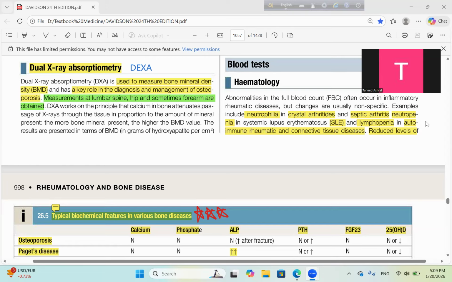And neutropenia means reduced number of neutrophils. Neutropenia is seen in SLE, systemic lupus erythematosus. Neutrophilia is seen in septic arthritis and crystal arthritis. Lymphopenia, penia means reduced number, so lymphopenia means reduced number of lymphocytes. Lymphopenia is seen in autoimmune rheumatic disease and connective tissue diseases. So here, important was neutrophilia found in septic arthritis and crystal arthritis, and neutropenia found in SLE.